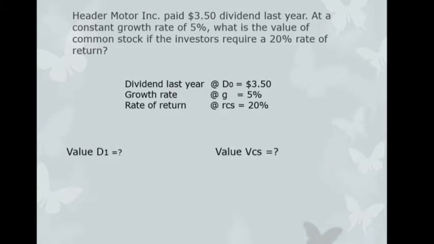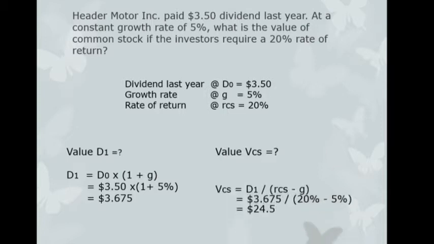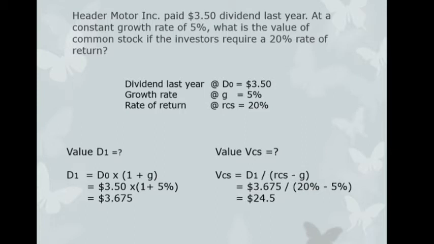Before we find the value of common stock, we have to find the value of D1. D1 is the dividend in the current year. Dividend current year equals D0 times 1 plus G. So we get D1 equal to $3.675. So we can find the value of common stock from the calculation D1 over RCS minus growth. So we got the value of common stock equal to $24.5.